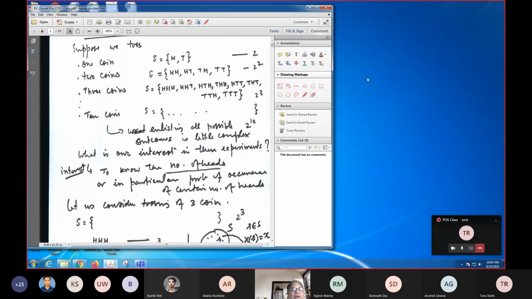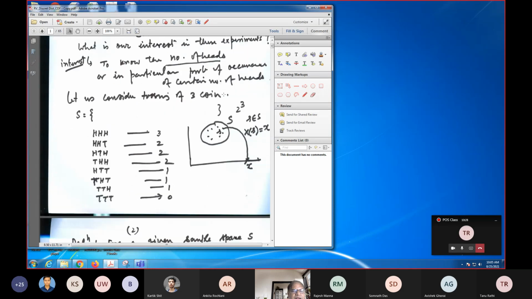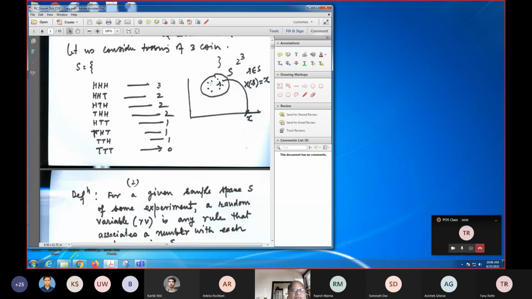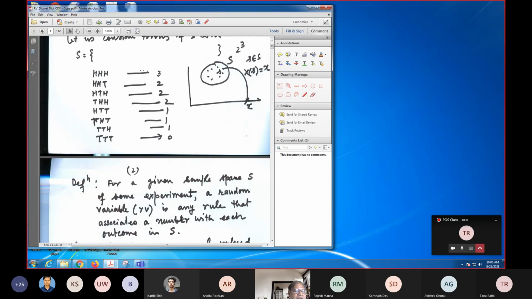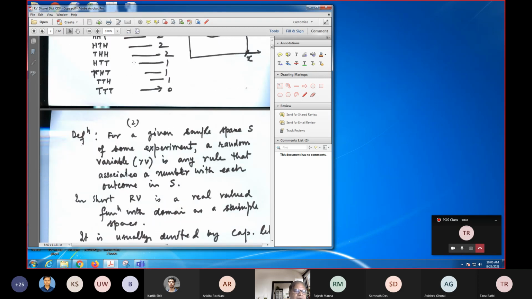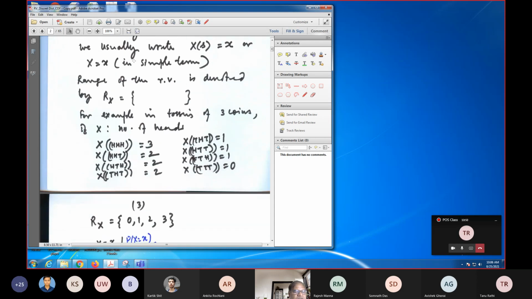Consider the experiment, and to each outcome of the experiment we assign a real number. So basically it is a real valued function with the sample space as its domain. And I gave you the example of how the numbers are assigned to each outcome, and this number depends upon how you define the function. You can define the function in words, or in terms of a mathematical formulation.